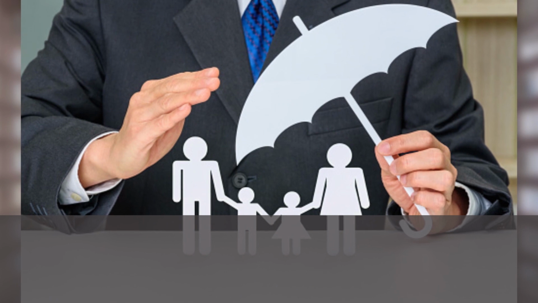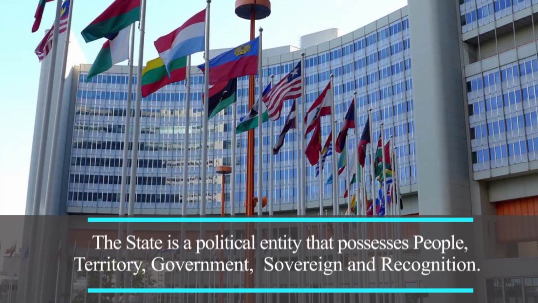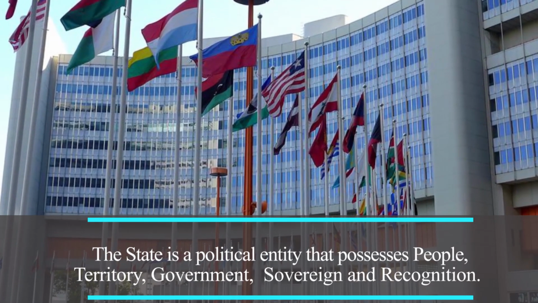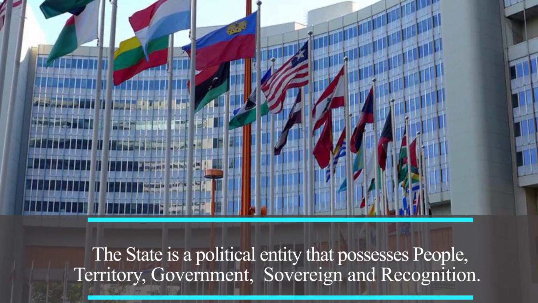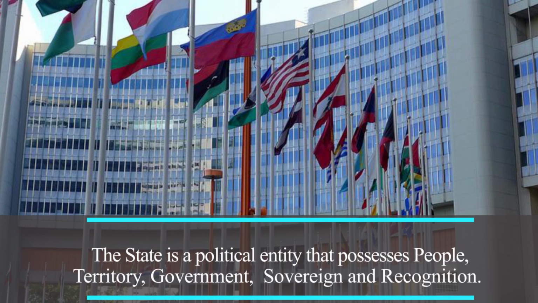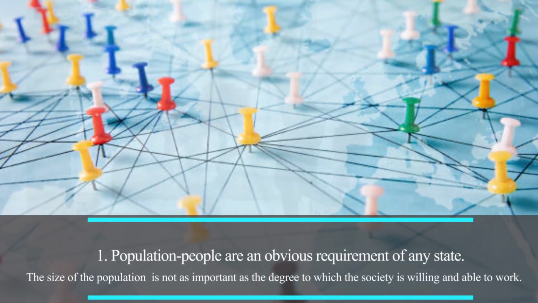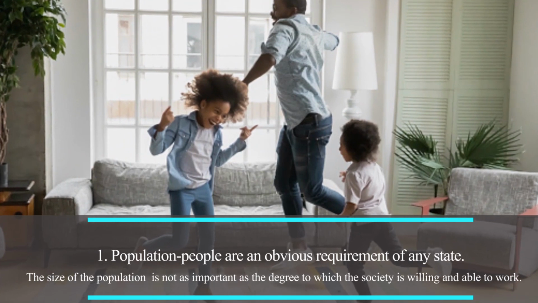What are the attributes of the modern state? What is the state? The state is the political entity that possesses people, territory, government, sovereignty, and recognition. So let's see these five terms. Population will be the beginning. Population refers to people who are in a given territory.